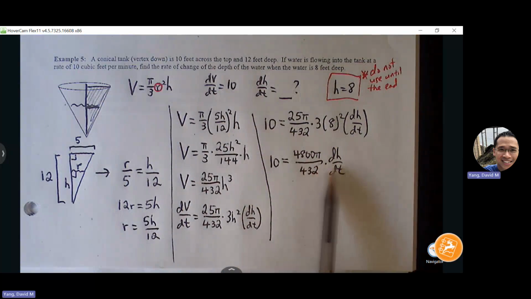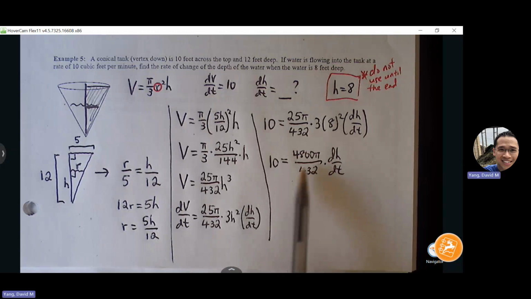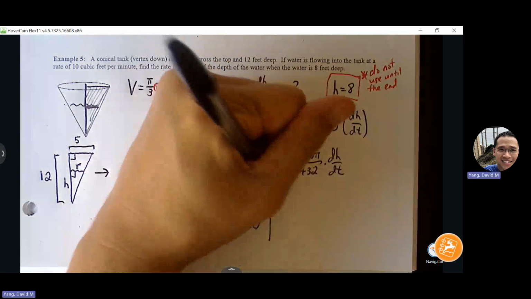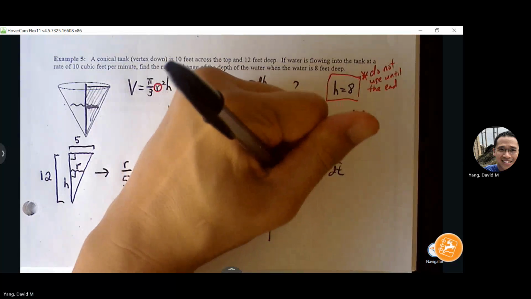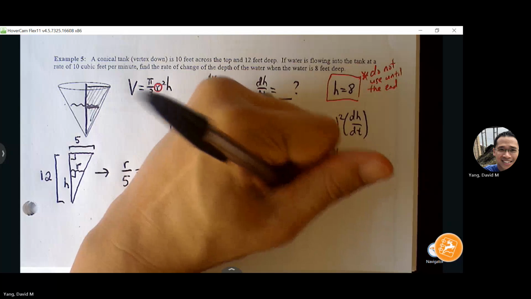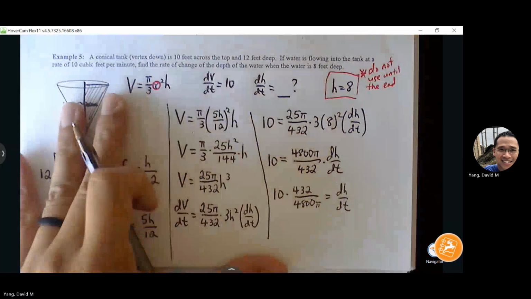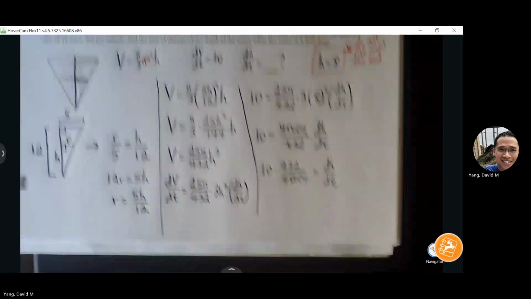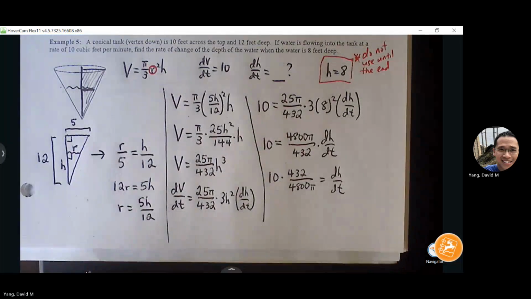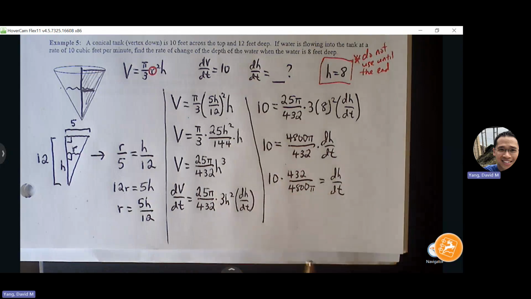Okay, I want to solve for dh/dt. This is a fraction here. Dividing by a fraction is easier to think in terms of multiplying by the reciprocal, so I'll do that. And then here, 4320 divided by 4,800. I can reduce that in the calculator.